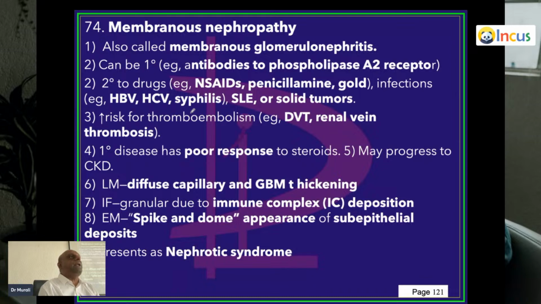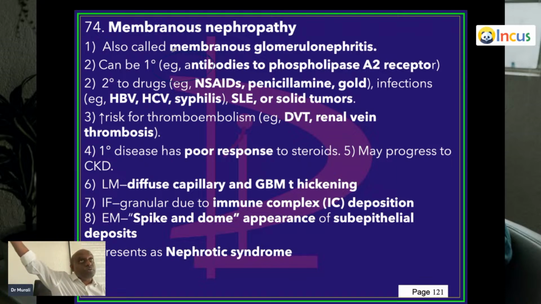So it can be primary. Where do you find primary? If there are antibodies to phospholipase A2, they can lead to membranous thickening and lead to primary membranous nephropathy. Membranous nephropathy can be secondary. Those who take NSAIDs, penicillamine, gold, HBV, HCV, syphilis, SLE, solid tumors.